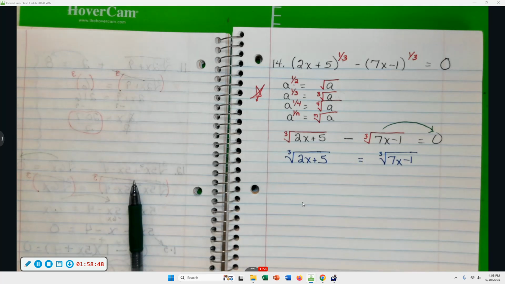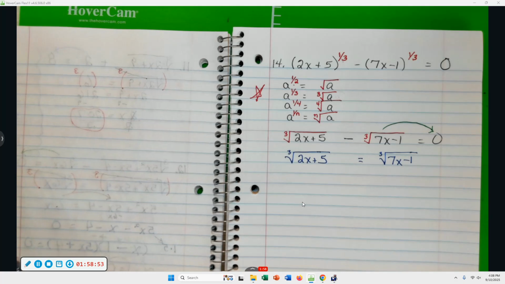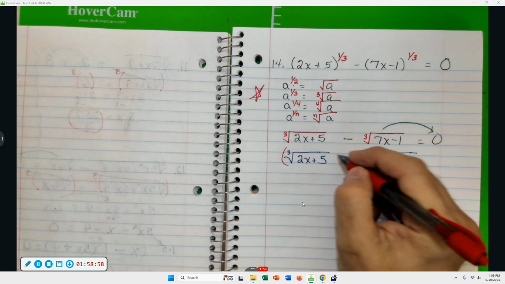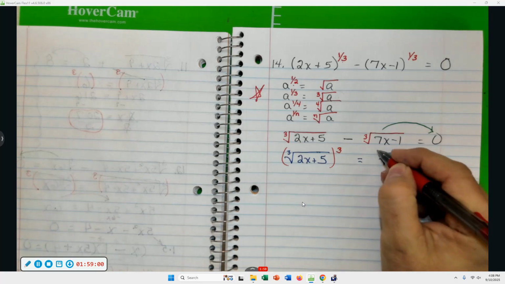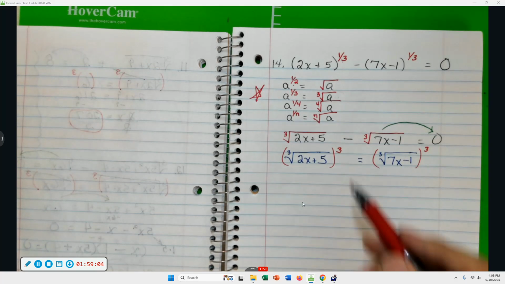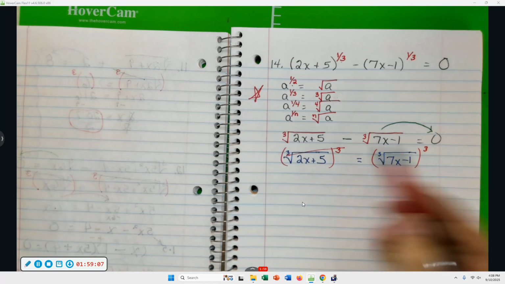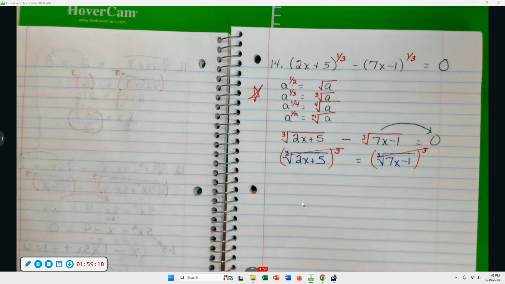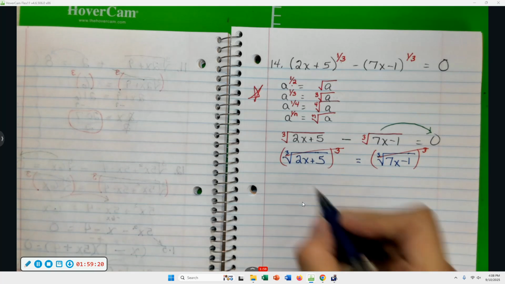I bet y'all don't even need me to finish this one up, but I'm going to. Hopefully you see what he's going to do now. Very simple. Cube both sides. I like those ones where we can write cube root equals cube root. So that cancels, that cancels. I wouldn't be surprised if there's a problem like this on the practice test and on the test. I'd be surprised if there weren't.